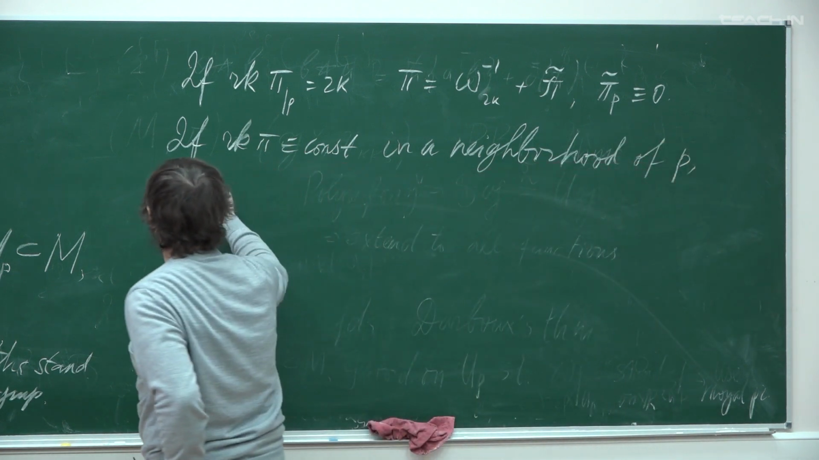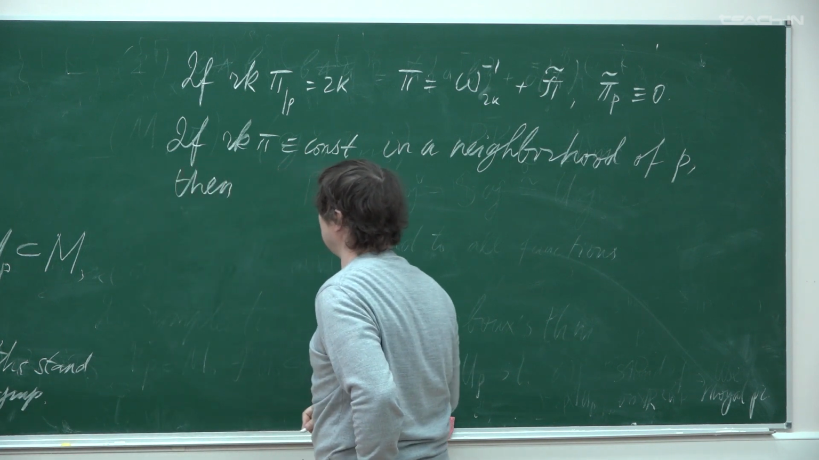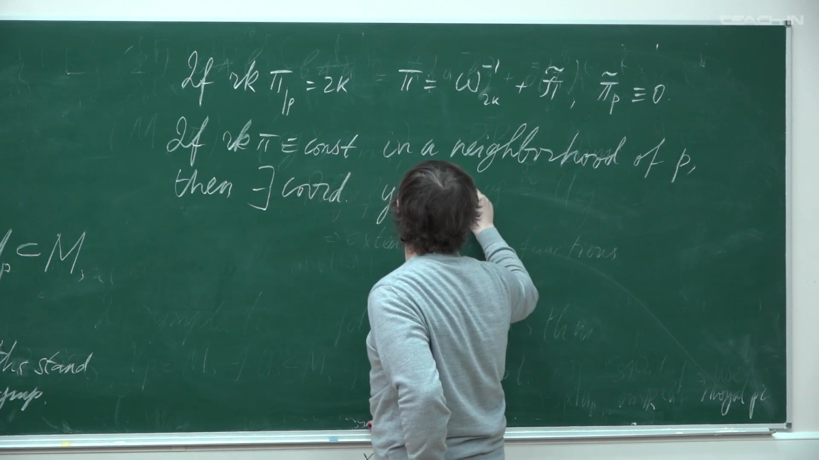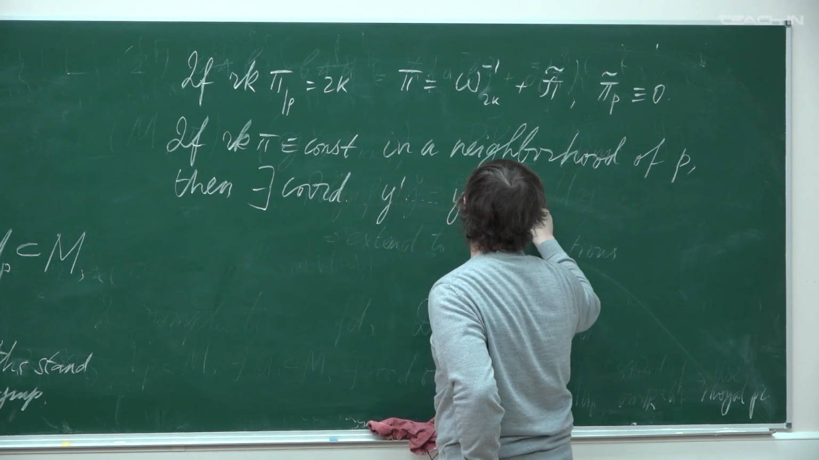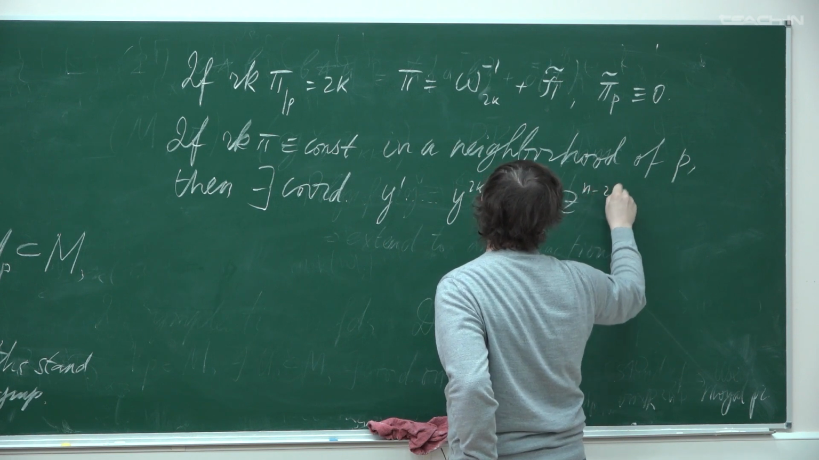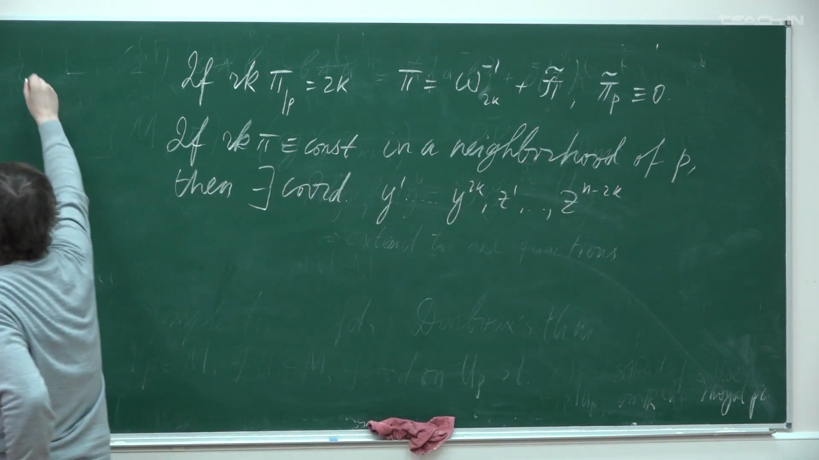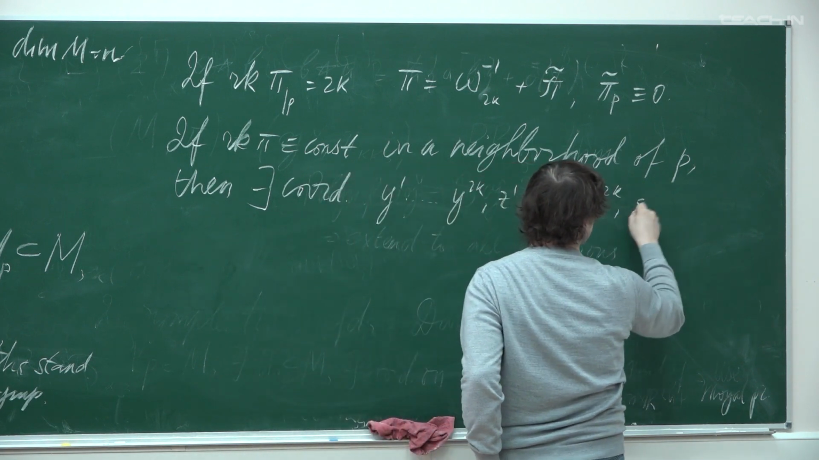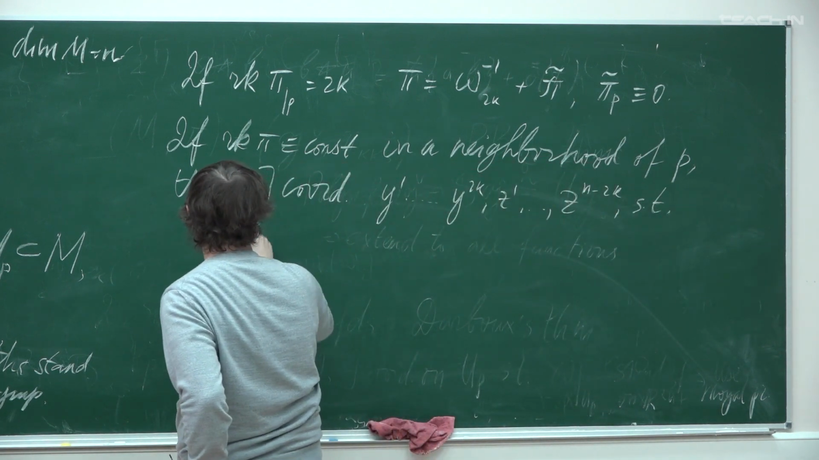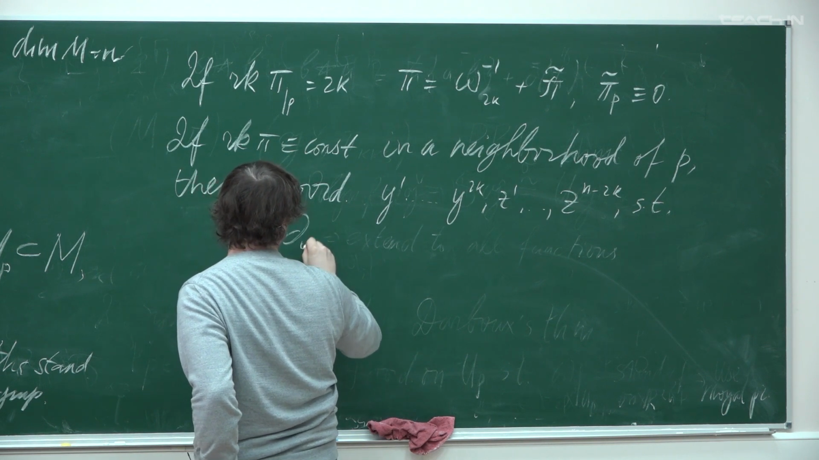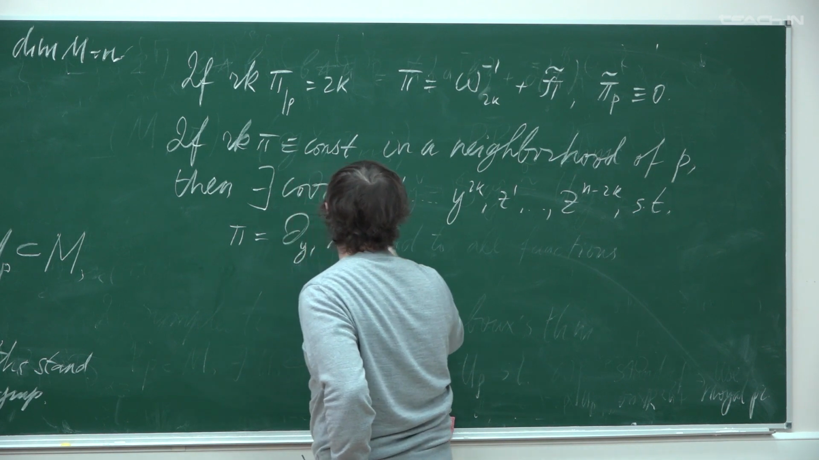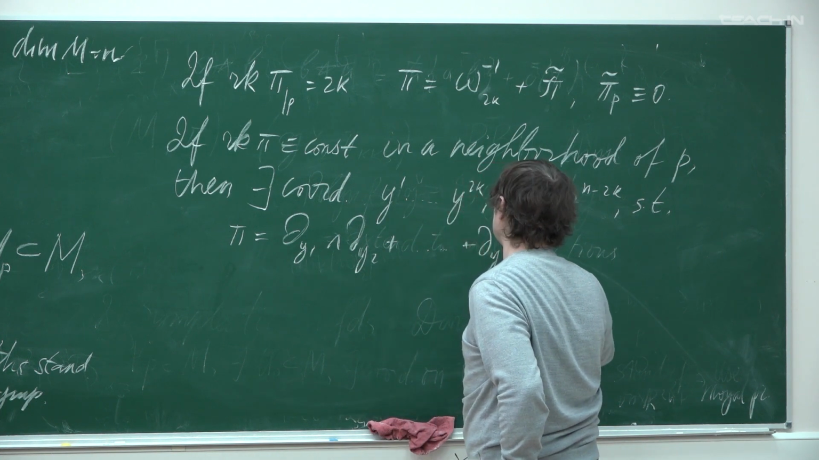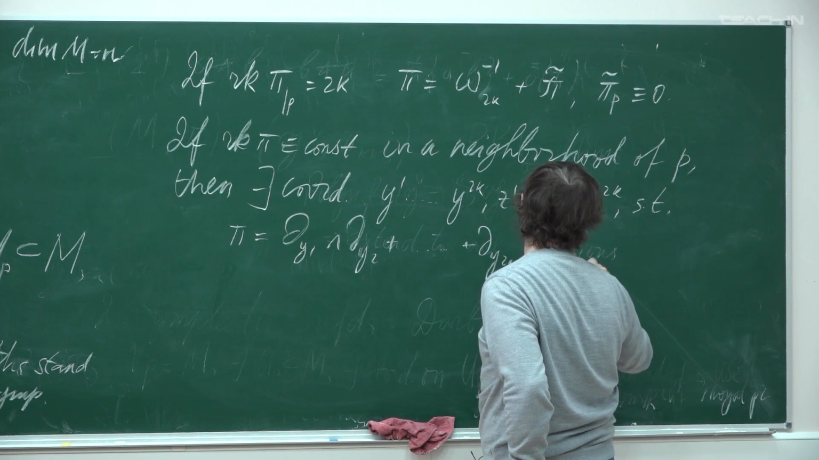then in a neighborhood of P, one can introduce coordinates y1, ..., y2k, z1, ..., z(n minus 2k), where n is the dimension of M, such that pi is equal to dy1 dy2 plus ... plus dy(2k minus 1) dy2k, and that's all.